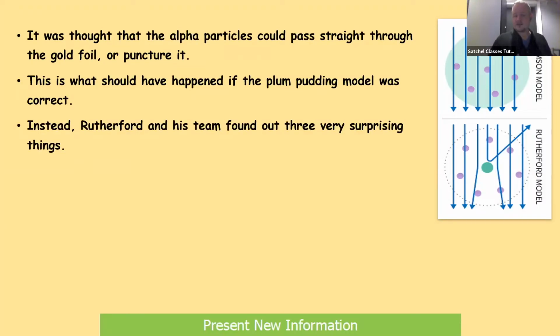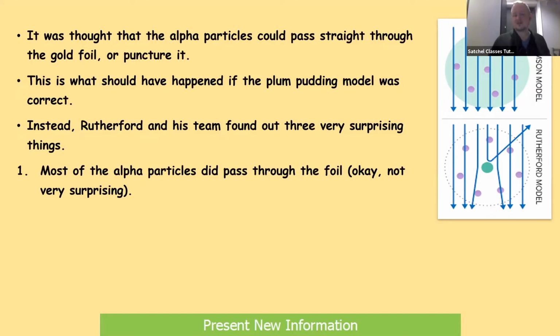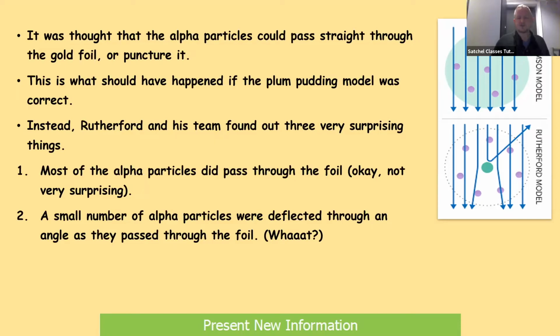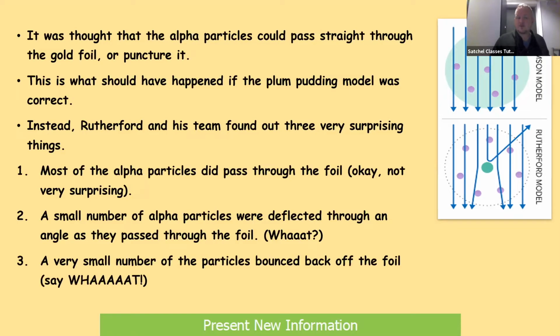Instead, Rutherford and his team found out three very surprising things. First one, most of the alpha particles did pass through the foil, which, all right, not so surprising considering that was what they were expecting. But a small number of alpha particles were deflected through an angle as they passed through the foil. And that was like, what's going on here? But thirdly, a very small number of the particles bounced back off the foil, were deflected at really, really large angles. And this could not be explained by the plum pudding model. That was a 'say what' moment.